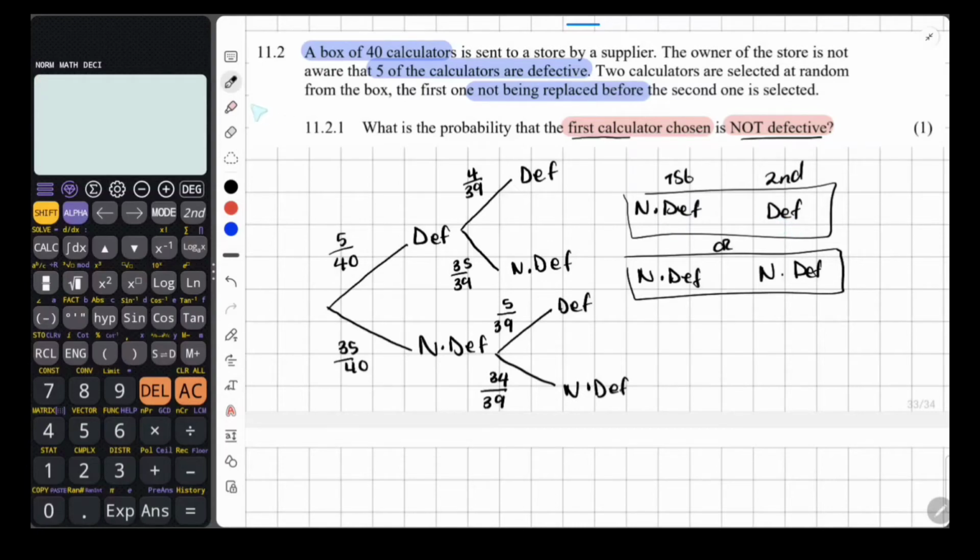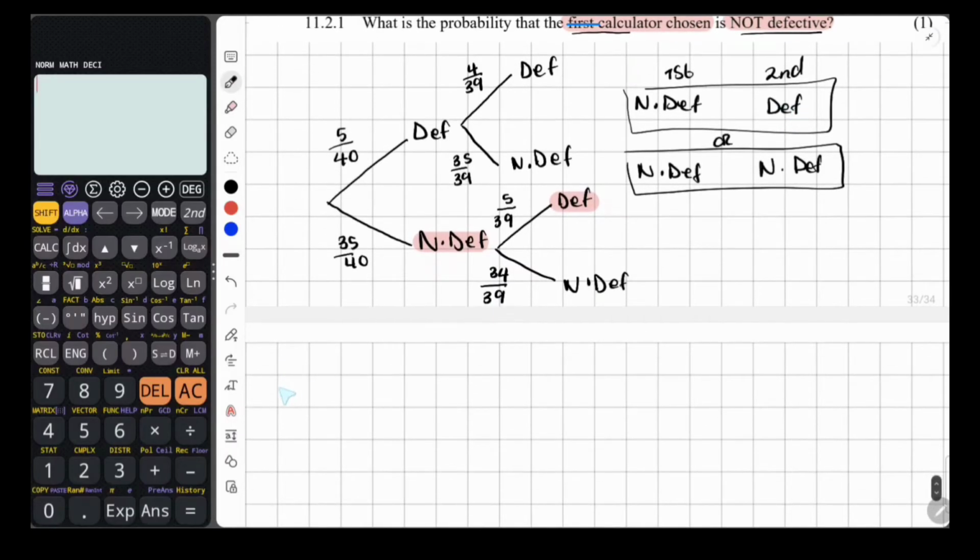These two, we're going to be looking at a case of when in the first try we pick a non-defective calculator, and then in the second try multiply by a defective calculator. So from that, you see now that the probability of the first one being not defective would be, we would first have the not defective, which was this, the 35 over 40, multiplied by this 5 over 39. So that's the first case we could have. Or we could have the case of this. And remember, when you say or, it's really to add.